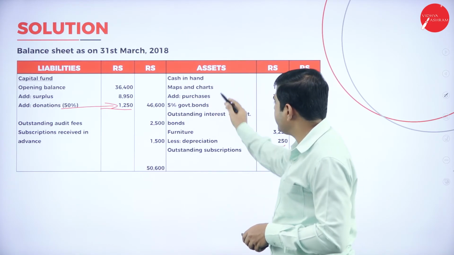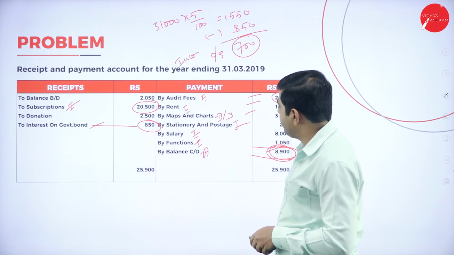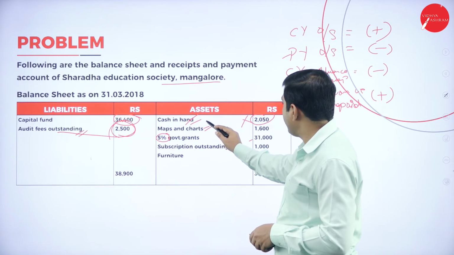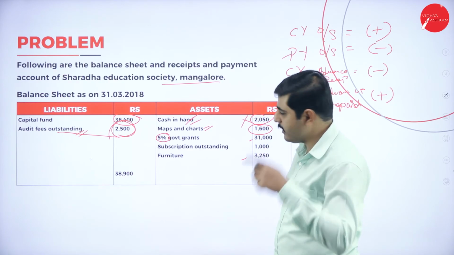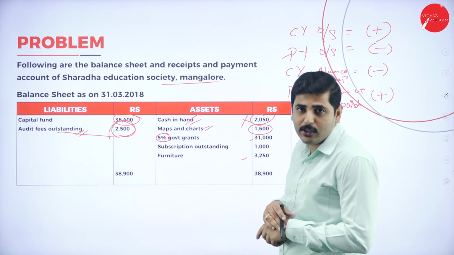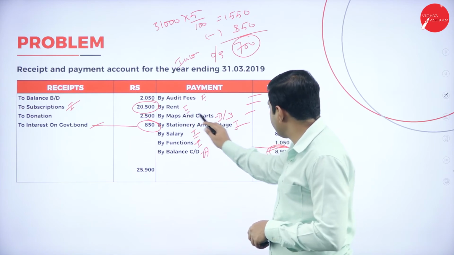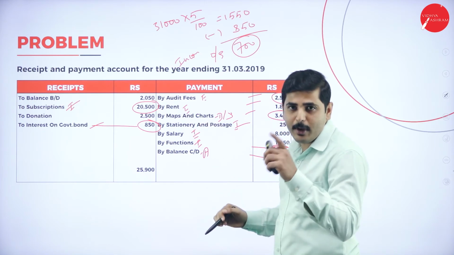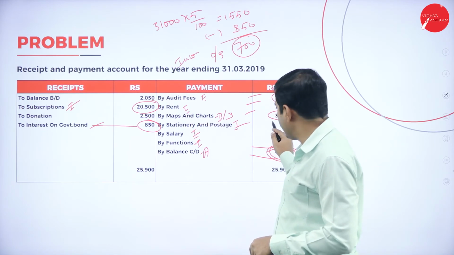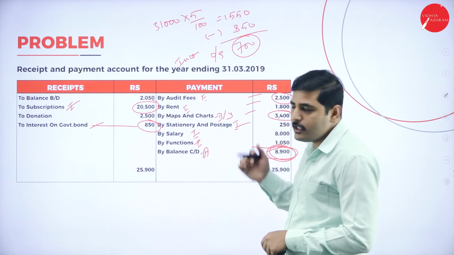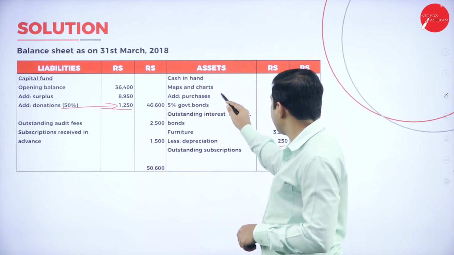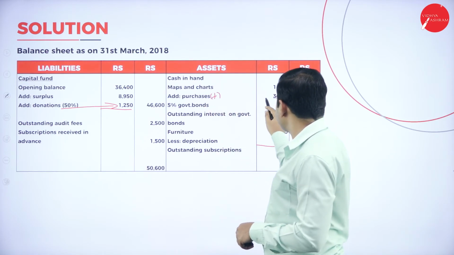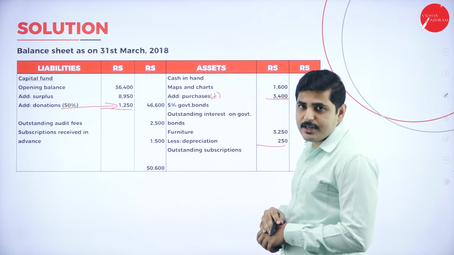Coming to the maps and charts. Already we had them in the previous year. What is the amount of maps and charts we had in the previous year? Old maps and charts is 1,600. In the current year, how much did we purchase? New maps and charts is 3,400. Add both the amounts and show in the new balance sheet. So maps and charts, add purchase, we will get 5,000. Are you understanding?